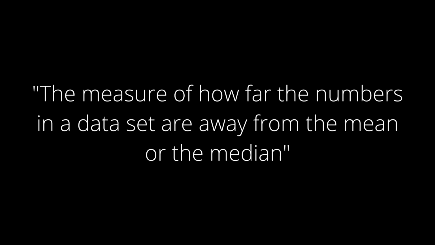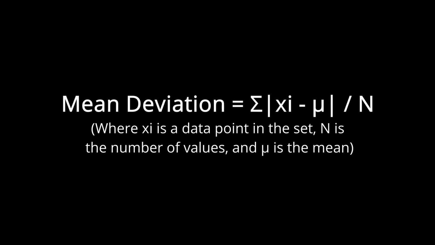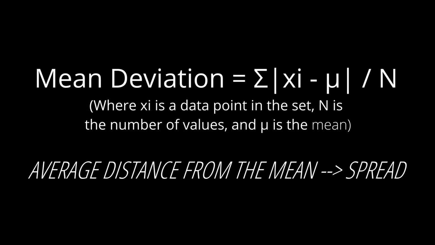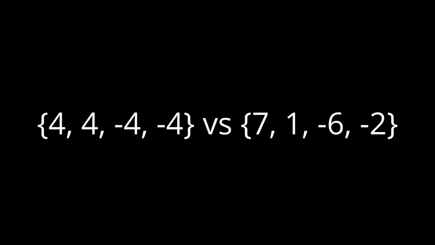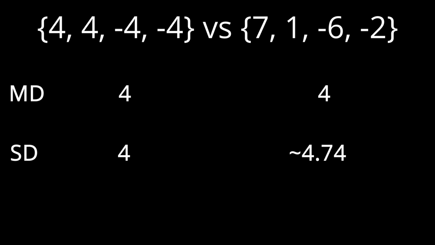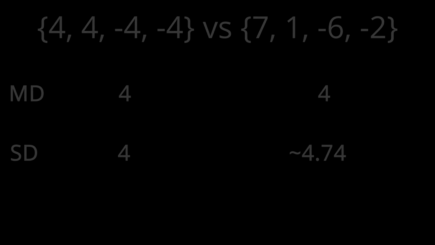But there's also a different measurement called the mean deviation, which takes the average of the absolute values of all the deviations in the set. And this gives us the spread because it is calculating on average the unsigned distance a data point is from the mean. However, for example, if we take these two data sets and calculate both the mean deviation and the standard deviation, we'll see that the mean deviations are the same, but the standard deviations are different, so there must be some difference between the two measurements.